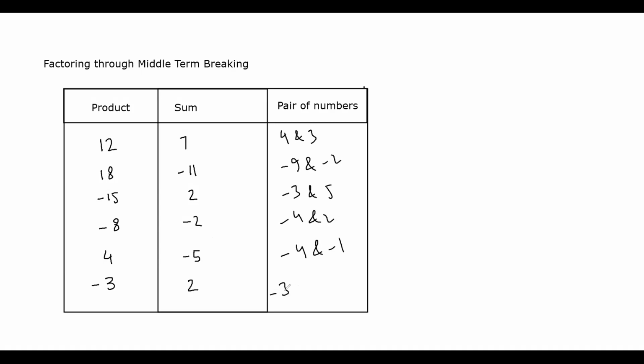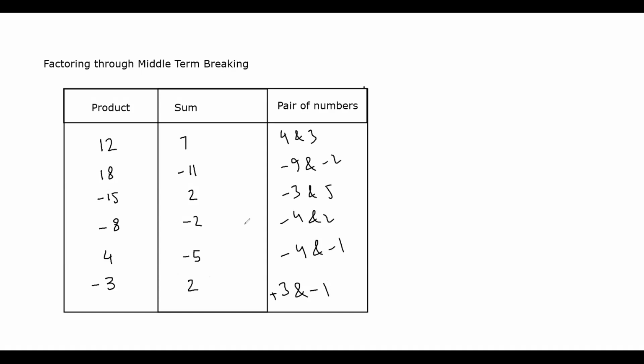Minus 3 and plus 2. 3 twos are 6, and minus 1 will not work. Okay. If it was minus 3 and 1, then the sum had to be minus 2.